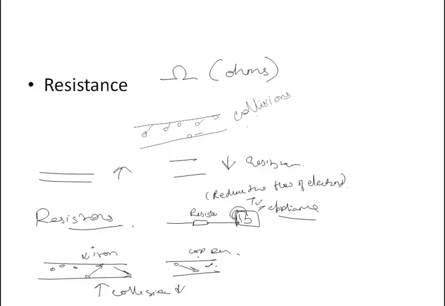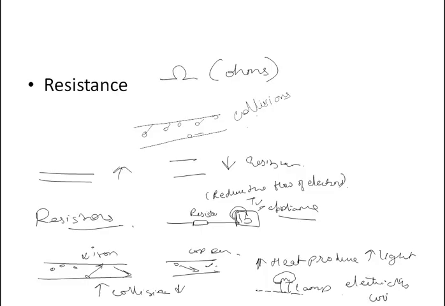And due to the collision, what happens? Due to collision, heat is produced, and due to heat, light is produced, and due to this our lamp will glow. Okay, so this is the basic concept of how electricity works.